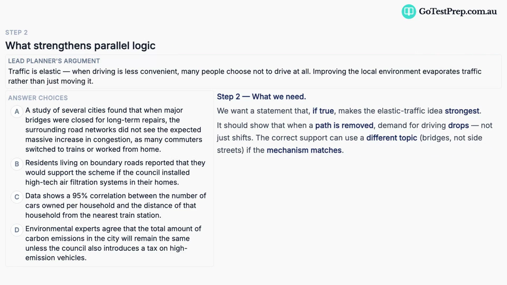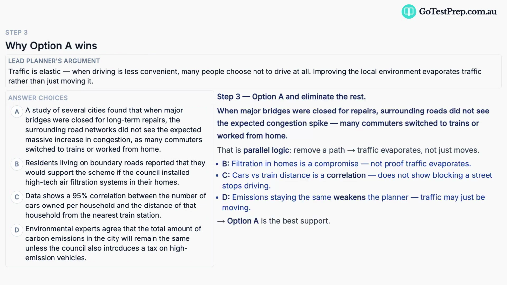Right, step 2. What strengthens parallel logic? We need a statement that, if true, makes the lead planner's elastic traffic idea strongest. It should show that when a path is removed, demand for driving drops, not just moves. The best support can use a different topic if the underlying mechanism matches.